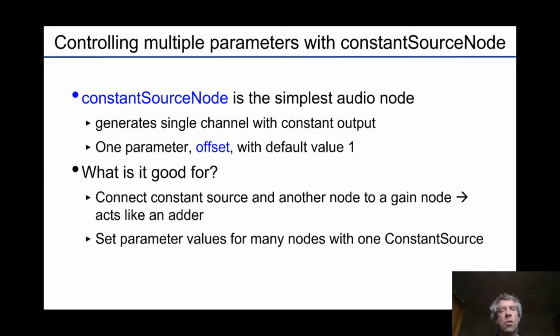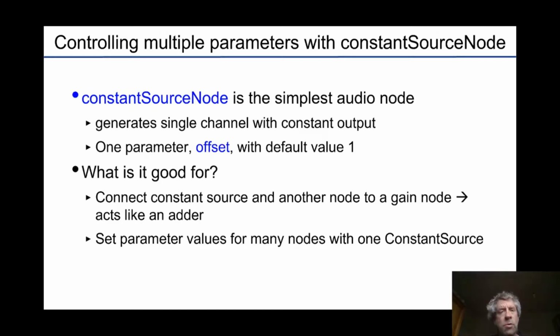Constant source node simply generates single channel audio with constant output. So it has one parameter, offset, that determines that constant value, and it defaults to 1. So if you just start a constant source node without changing any parameters, all you are getting from that node as output is a constant stream of one track, one channel.